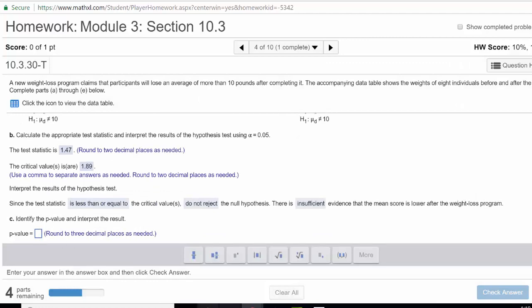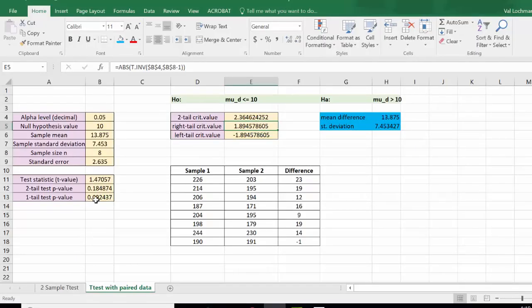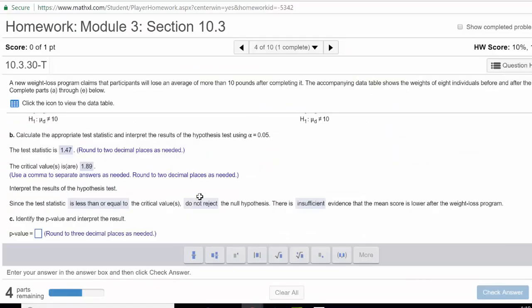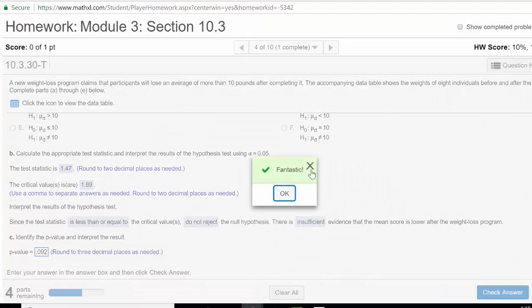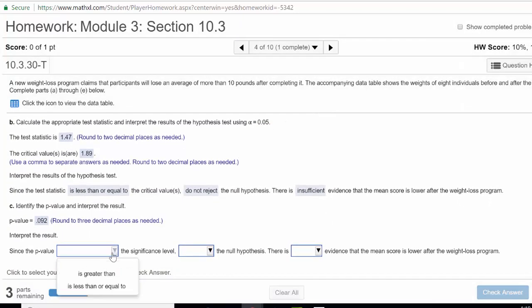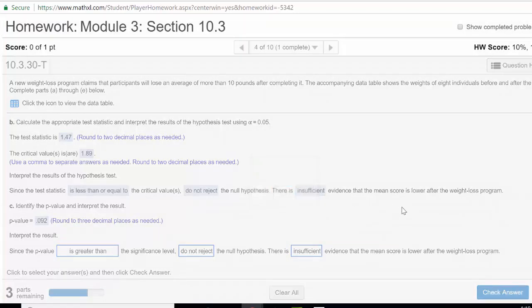What about the p-value? It should be bigger than the alpha level, right? Let's see. Is it? Yes. 0.092. Since the p-value is greater than the significance level, we do not reject the null hypothesis. There is insufficient evidence that the mean weight loss is greater than 10 pounds. Let's check this. This is looking good.